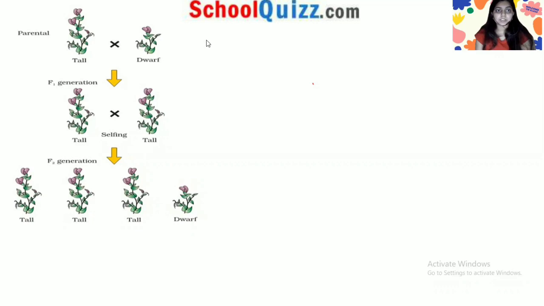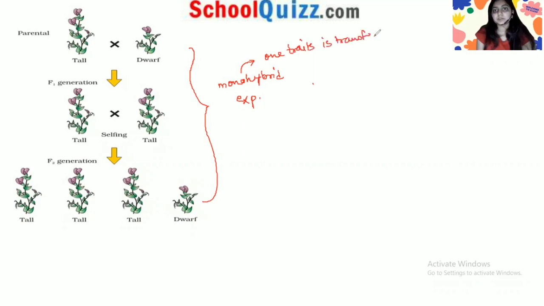So let's start our today's class, and today we will discuss the dihybrid inheritance experiment of Mendel. We have discussed the monohybrid experiment of Mendel in our previous classes. And what is monohybrid? In monohybrid, one trait is transferred. And in the dihybrid experiment, two traits will be transferred.